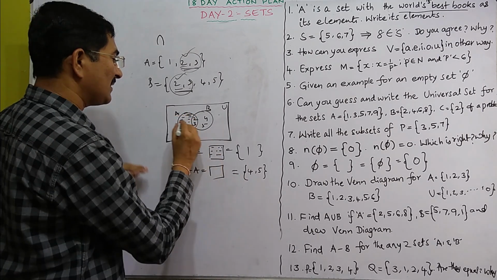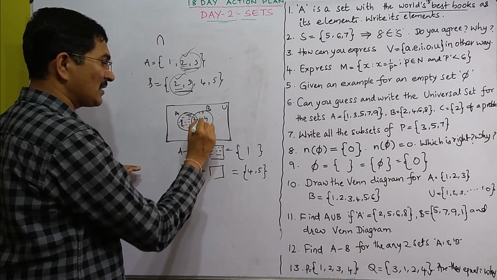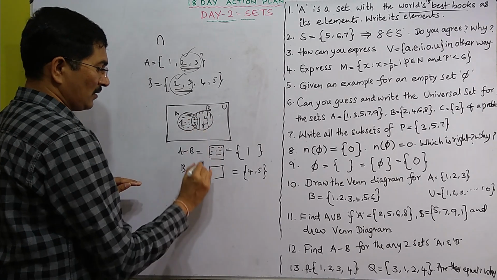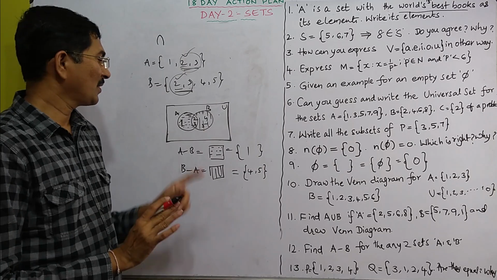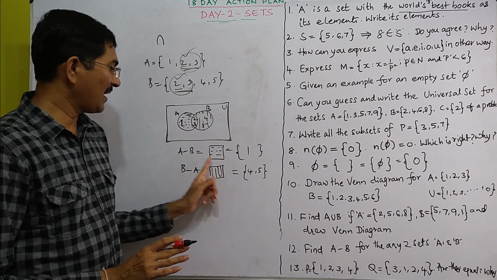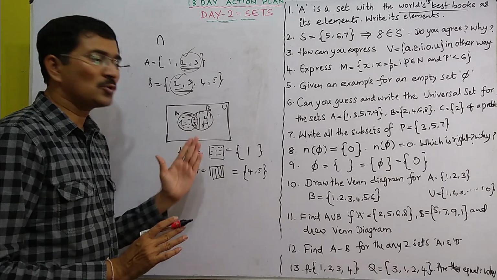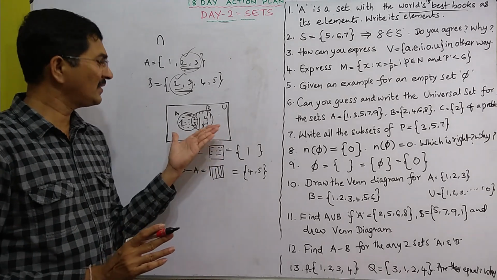So how to represent that? This is already dotted like this. So let us draw vertical lines like this. Now these vertical lines represent B minus A. So this represents A minus B. So if you are given 1, 2, 3 elements and asked to draw, this is how we draw.